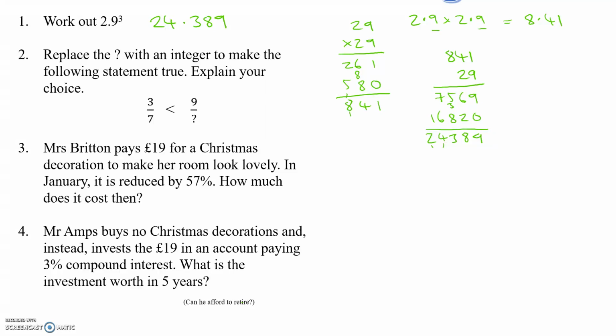But that's the answer to 841 multiplied by 29. We wanted 8.41 times 2.9. So what do we do? We check 1, 2, 3 digits after the decimal point, and we adjust our answer. So it's got 3 digits after the decimal point. So just like with our calculator, we got 24.389.